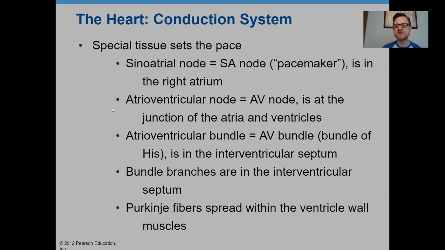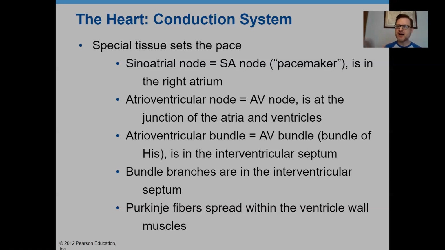The different parts of the heart's pacemaker. So the SA node is called the pacemaker in the right atrium. Then you have the atrioventricular node, which is between atria and ventricles. That's not shocking. You have what's called the atrioventricular bundle, or the bundle of His, which is in the interventricular septum. That's a lot of syllables in one sentence. Then you have bundle branches that are in the interventricular septum. Then you have what are called Purkinje fibers that spread throughout the walls of the ventricle.